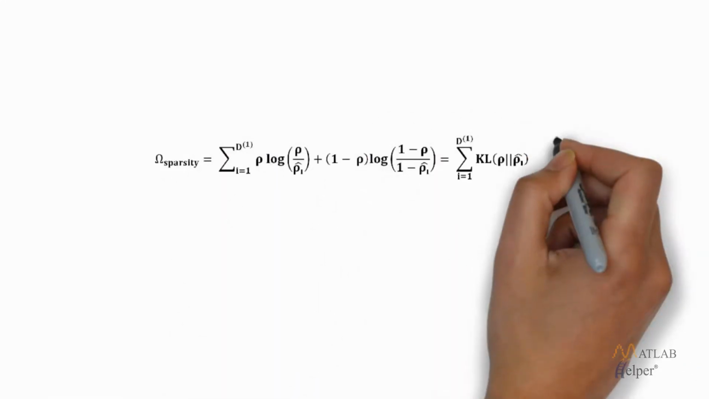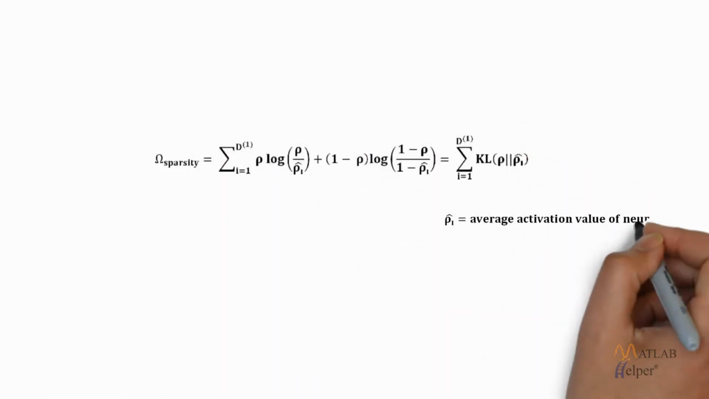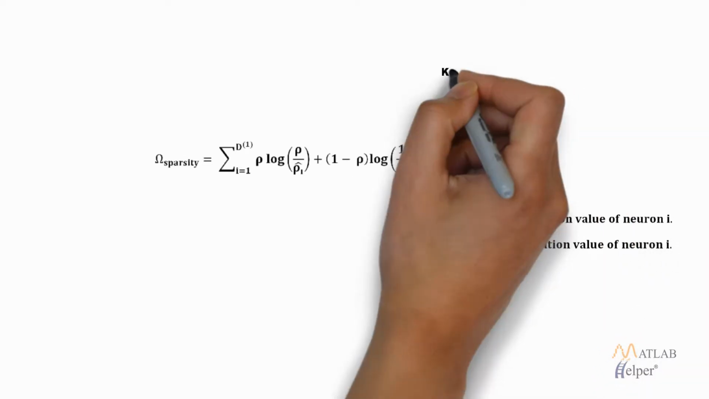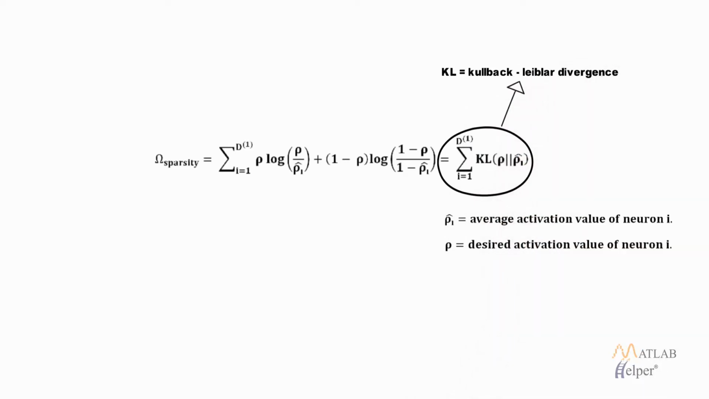Next we have the sparsity regularization term. This is the formula for sparsity regularization. Why are we adding this term? We are adding this term so that each neuron specializes by responding to some feature that is only present in a small subset of the training examples.